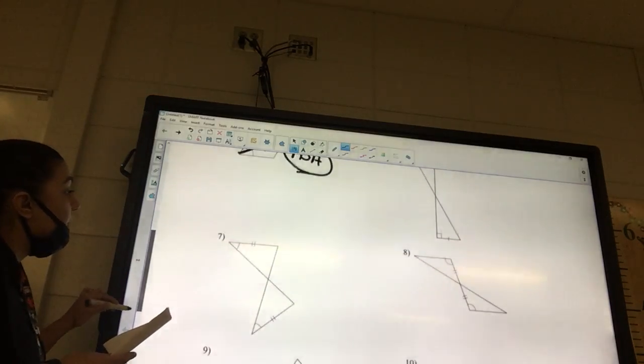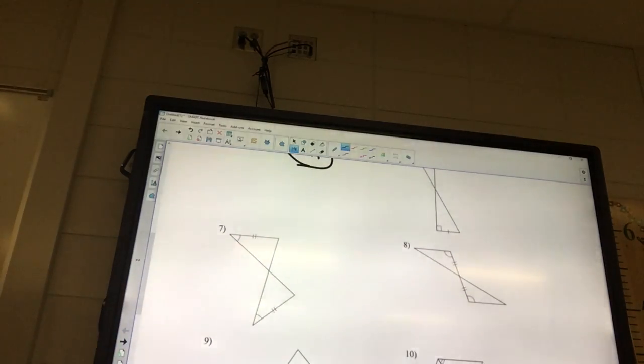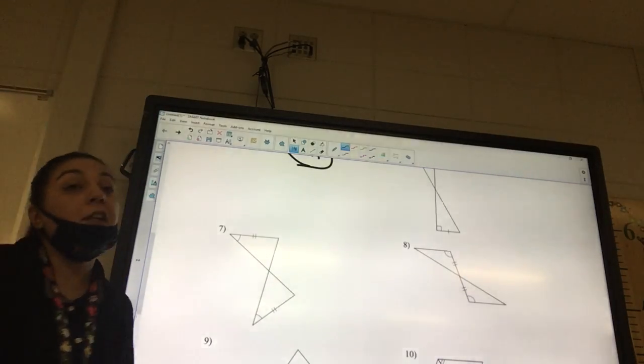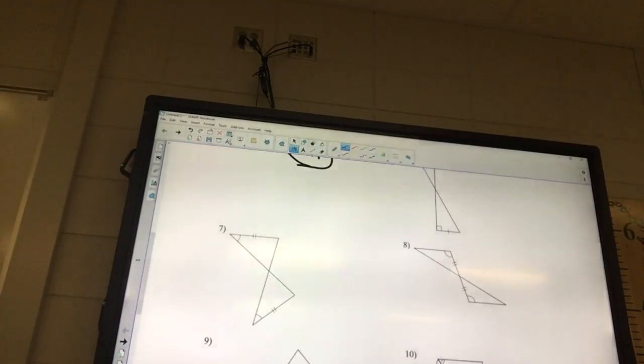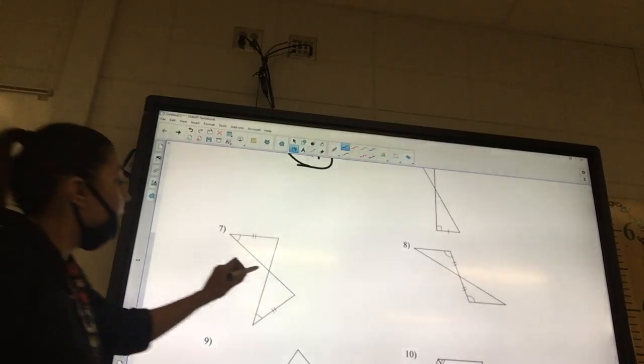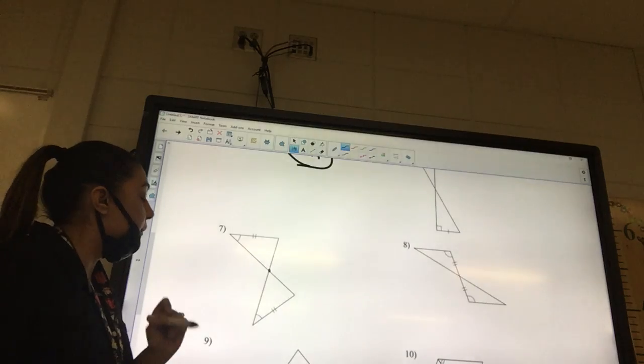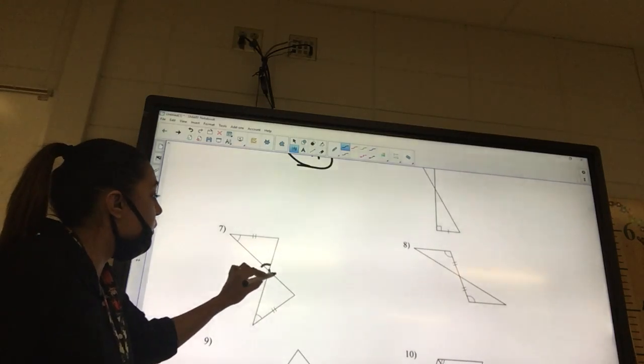Okay, look at 7. What is marked? Angle and a side. Okay, is there anything we can mark? You mean right here? Yeah. What can we mark that? Angle. Yeah, you can mark these angles. What are they called?